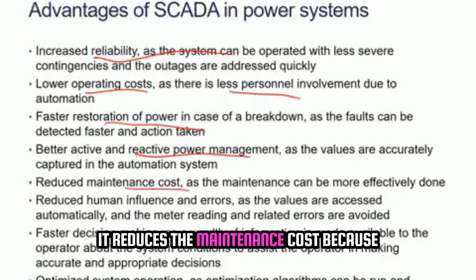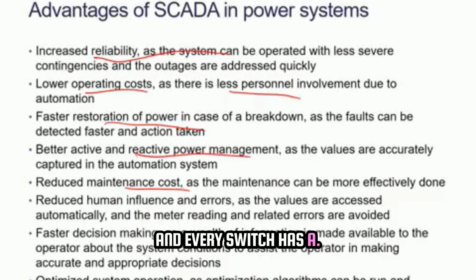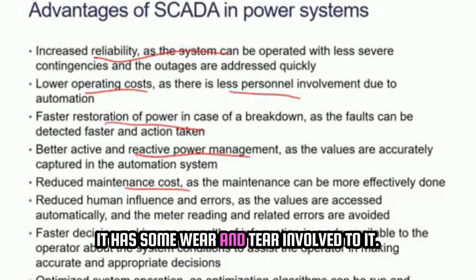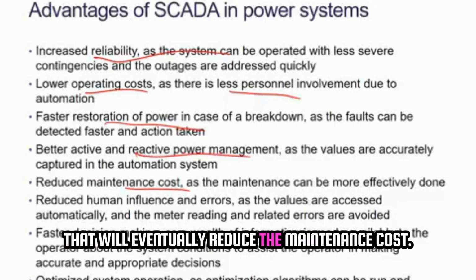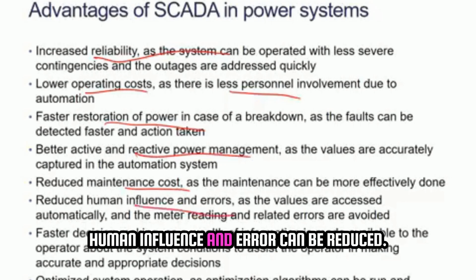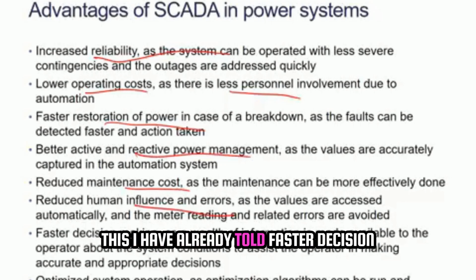It reduces the maintenance cost, because obviously you are not making errors. If you make an error, you are switching off and switching on, and as you keep switching on and off, every switch has some wear and tear involved. If you can optimize that, you can ensure that fewer operations are needed. That will eventually reduce the maintenance cost. Human influence and error can be reduced, this I have already told.